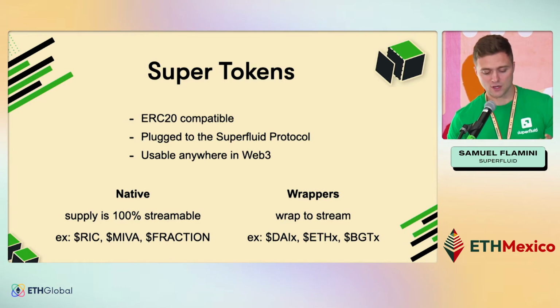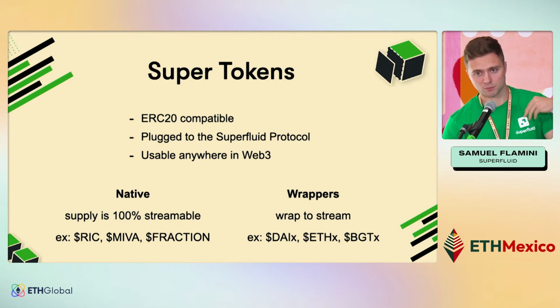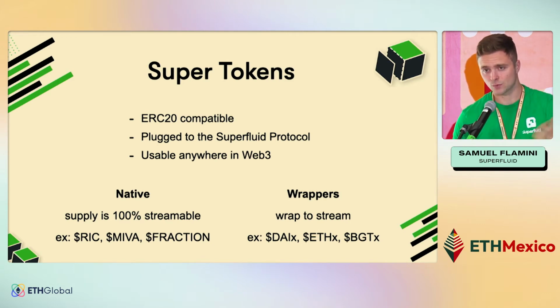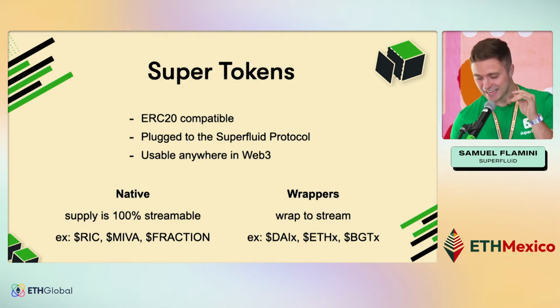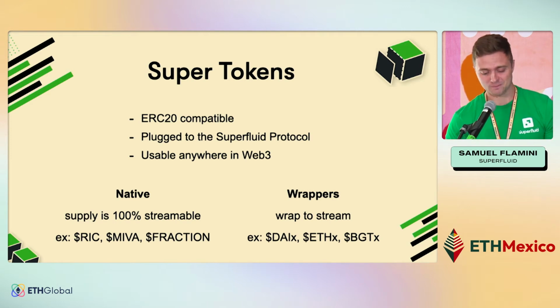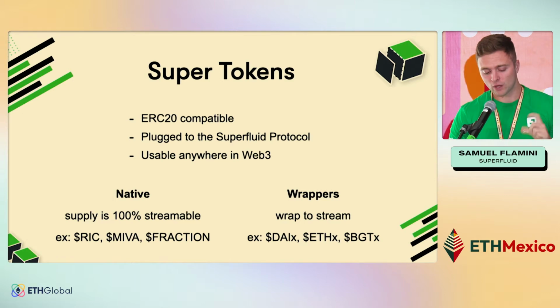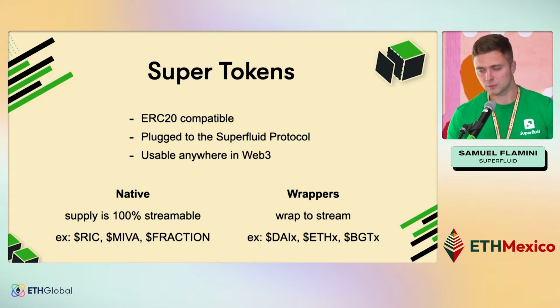So we have 2 types. One type of super token is one that's just deployed out of the box as a super token. So this is one that maybe you deploy tomorrow, and you don't want to deploy a wrapper around an existing token. We also have wrappers, right? Because we know that composability is so important. So you can wrap DAI, you can wrap ETH, you can wrap USDC as a super token and be able to use it anywhere else in Web3.